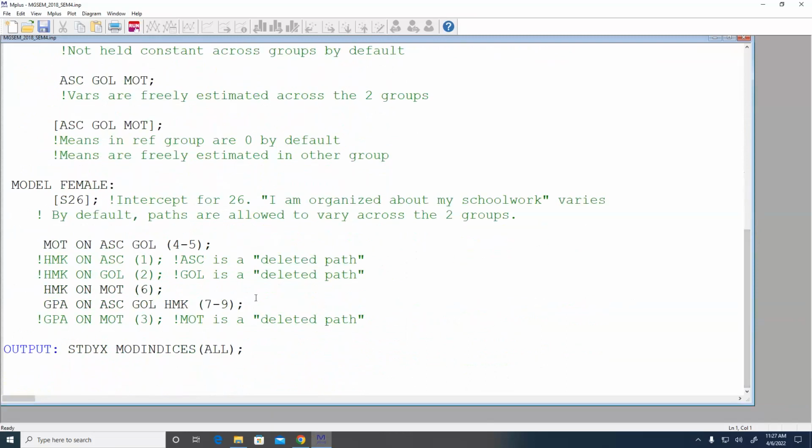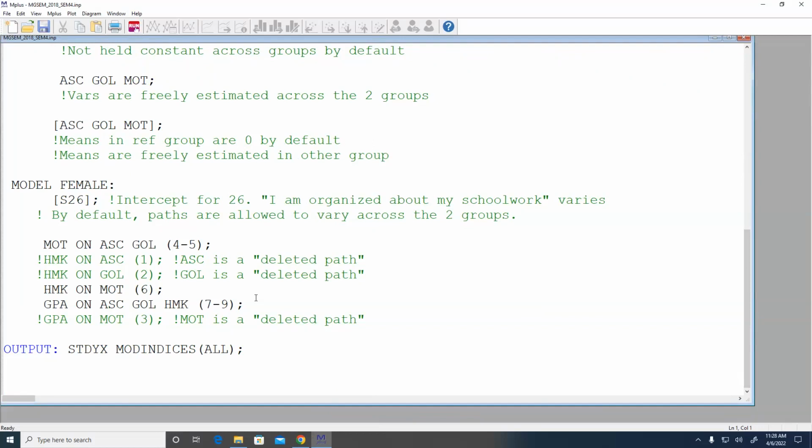Right? And then when I come down here, what you're going to see is that to constrain those paths to be equal, I basically just have to copy and paste that code into model female. So now I'm saying, okay, for females, motivation on academic self-concept, that parameter 4 is going to be equal to the parameter above. It's got the same name, so that means I'm constraining it to be equal. And motivation on goal evaluation, that parameter is named 5. Because I've named it 5 down here and I've named it 5 above, I am explicitly saying that they're constrained to be equal, right?